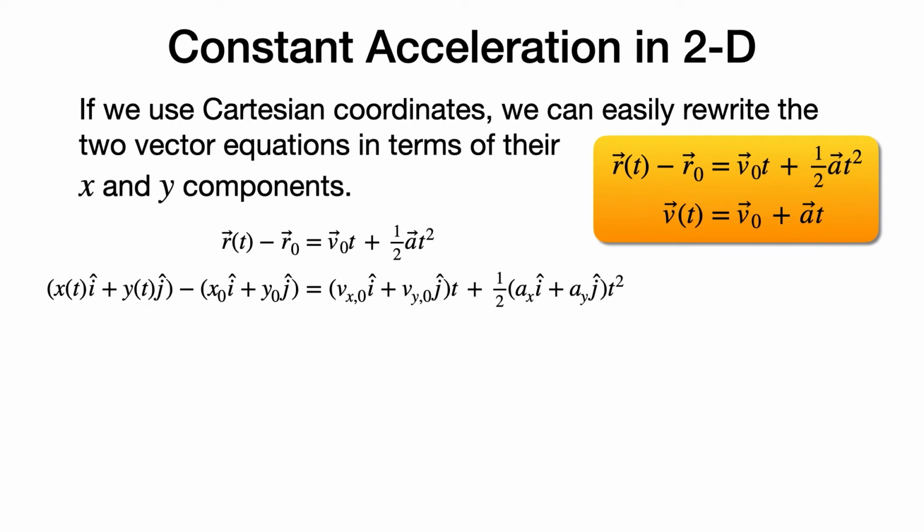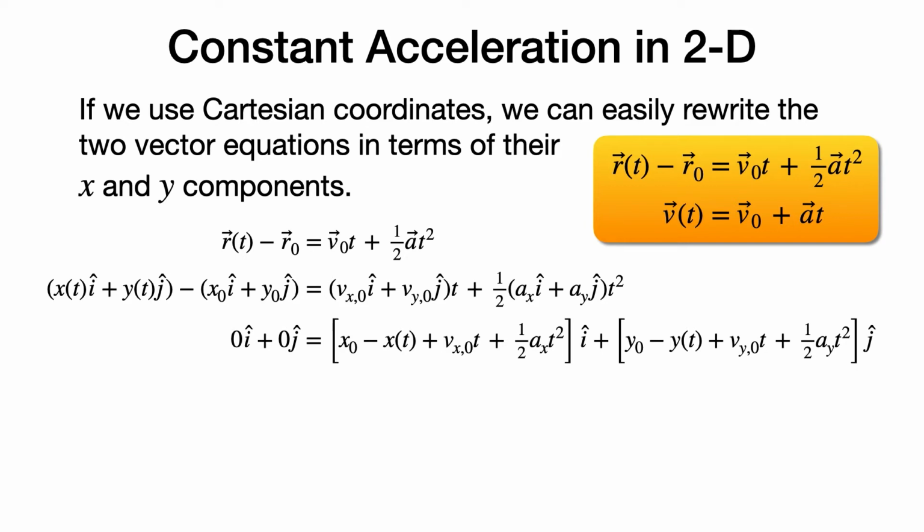If we use Cartesian coordinates, we can easily rewrite the two vector equations in terms of their x and y components. So we notice that in the equations that have been written down, we had the vector equation, and next we rewrite each vector in terms of its x and y components. Now, if we collect all of the non-vanishing terms on the right and separate them into those multiplied by the i hat vector and those multiplied by the j hat vector, we see that the components multiplying each unit vector must vanish because on the left-hand side of the equation, the components vanish.